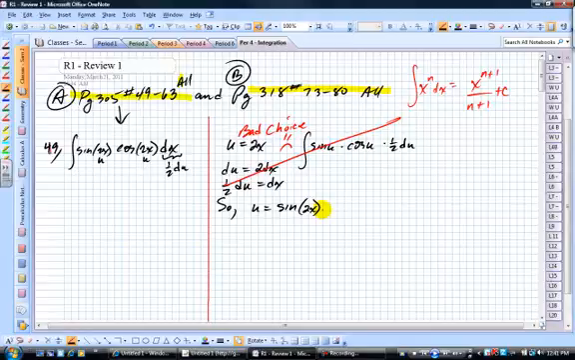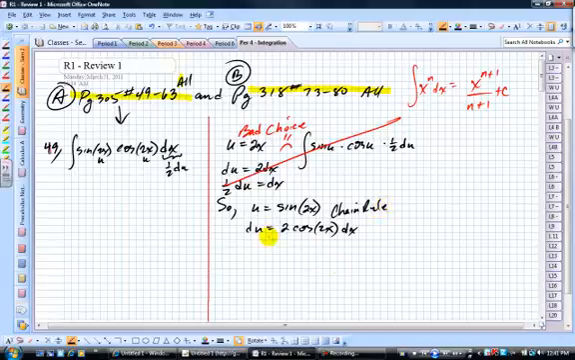Now you might be wondering, hey, why not cosine of 2x? And that's a good question. You should try that. In fact, we'll try that next and see what happens. You're going to find something unique out. So what's going to happen here? Well, we got du is equal to 2 cosine of 2x dx. That's using the chain rule.